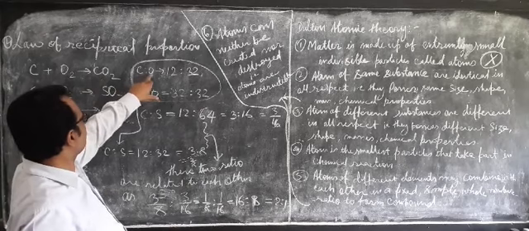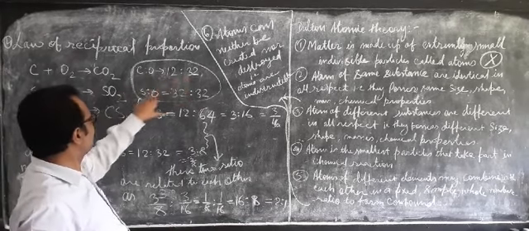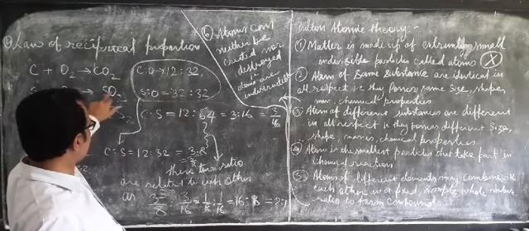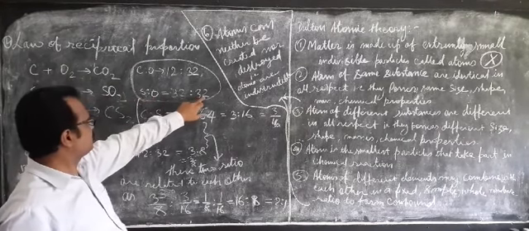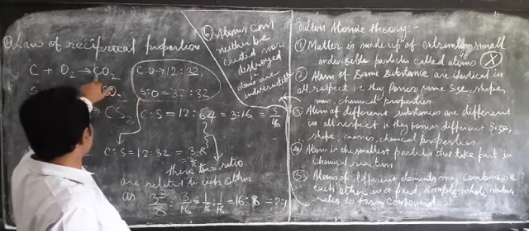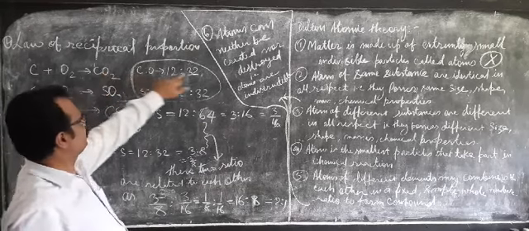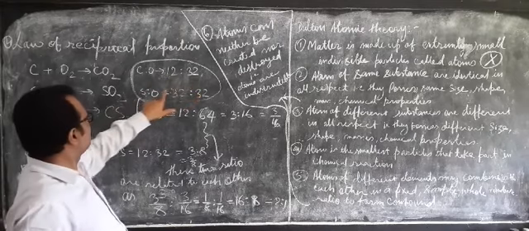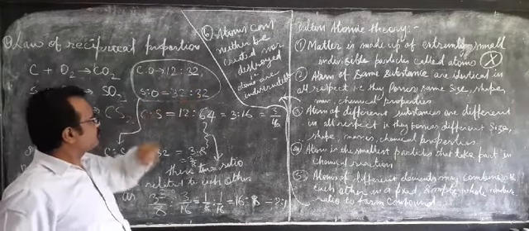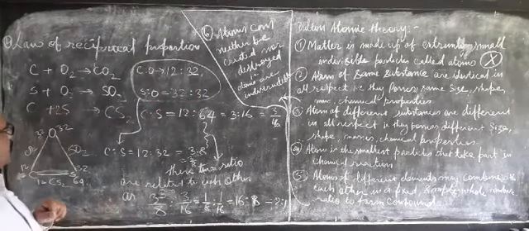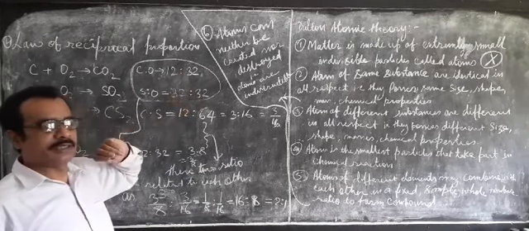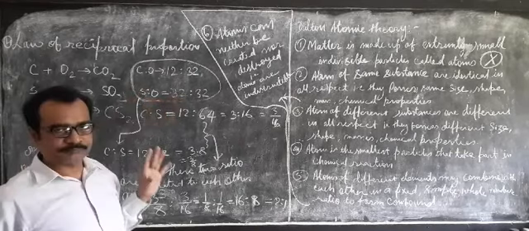So the ratio between carbon and oxygen is 12 is to 32. In the case of sulfur it is 32 is to 32. 12 gram of carbon reacts with 32 gram of oxygen, and 32 gram of sulfur reacts with 32 gram of oxygen. Now carbon and sulfur react with the same amount of the third element, that is oxygen.